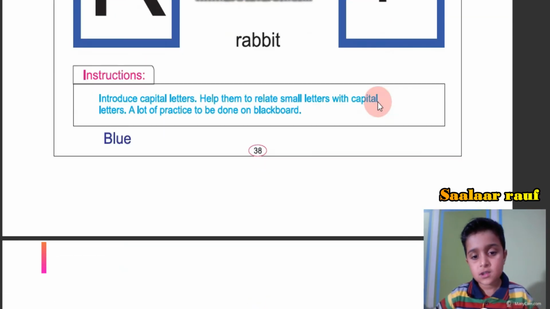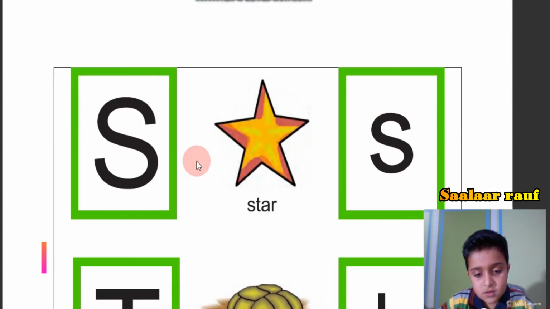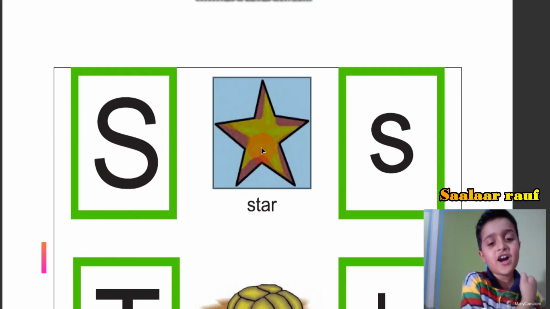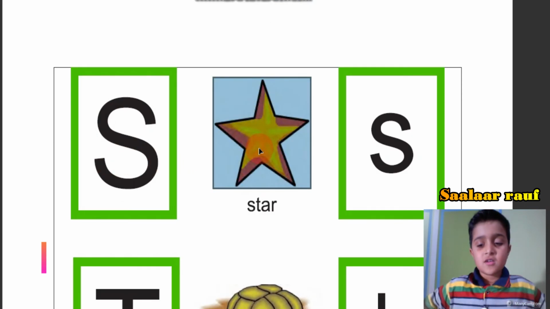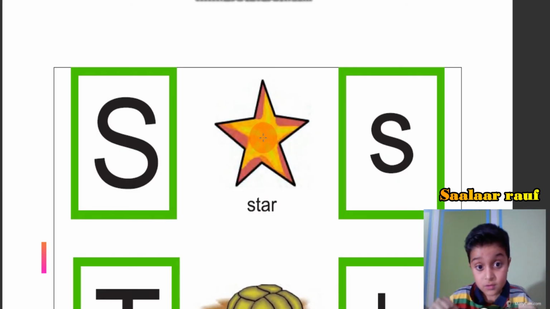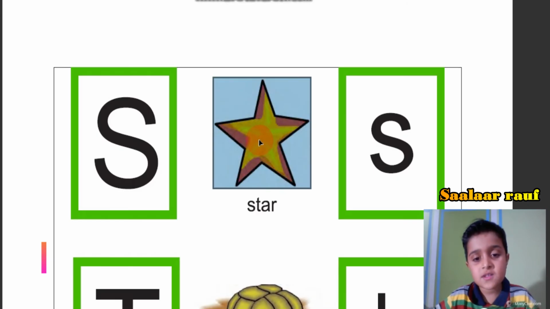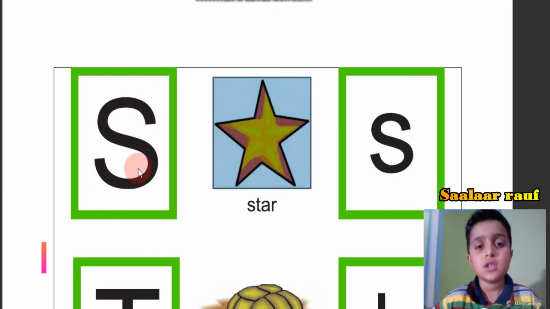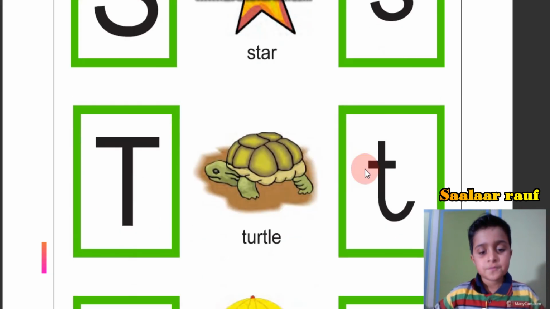Now we are going on. S for star. A golden star. Have you seen the stars? Yeah, they're everywhere in the night. Yes, they are in the sky. Star ka kya matlab hai? Sitara. S for star.